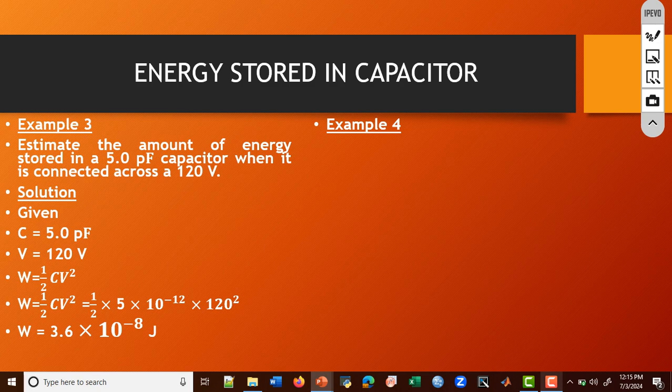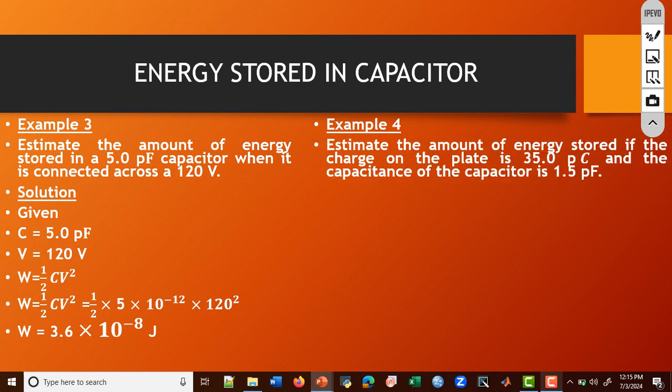Let's try the fourth example. This one says, estimate the amount of energy stored if the charge on the plate of a capacitor is 35 picocoulomb and the capacitance of the capacitor is 1.5 picofarad.